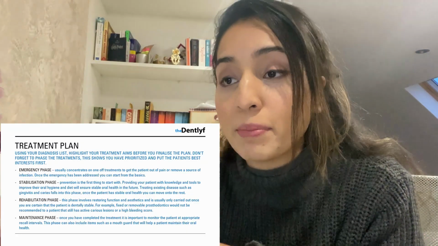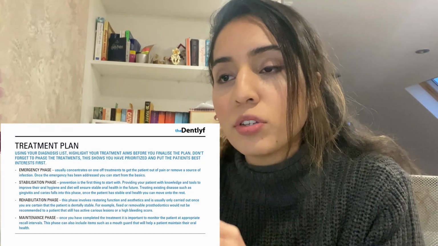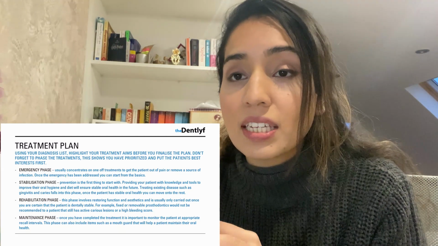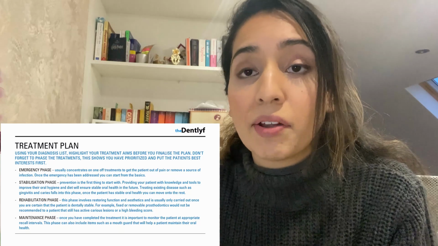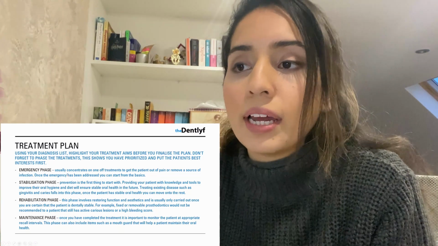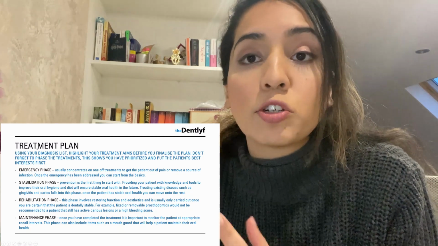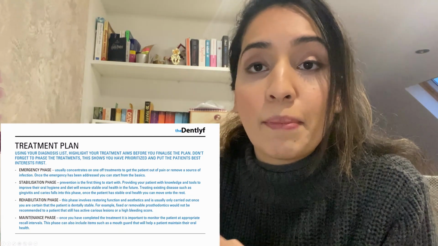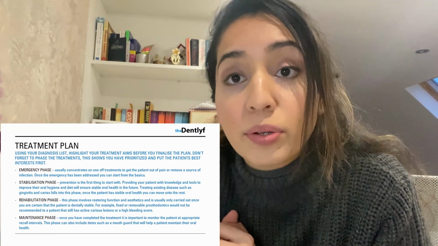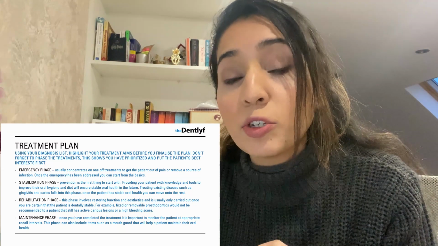You want to go onto your treatment plan, and you split your treatment plan up into 4 phases. So number 1, your emergency phase, and this is something you don't have to have in every treatment plan. It depends on if the patient has an emergency. So for example, if they turned up with toothache and you had to treat that first, that's going to be your emergency phase. If they turned up for just a checkup and there's nothing urgent that you need to do, then you go straight onto your stabilization phase.